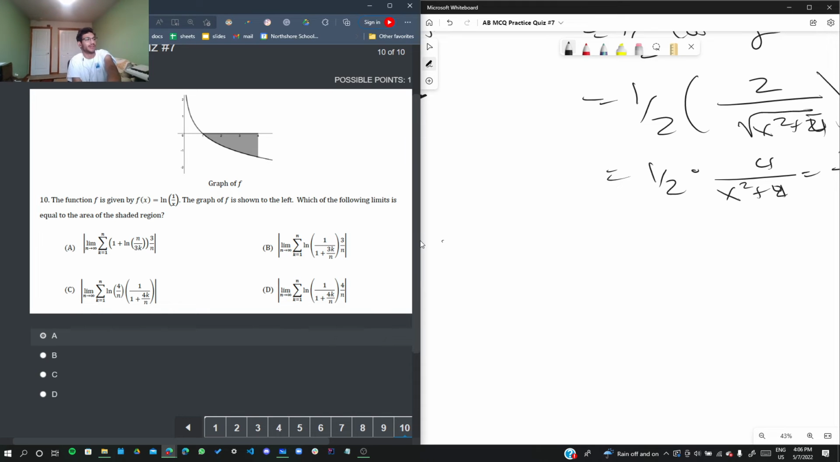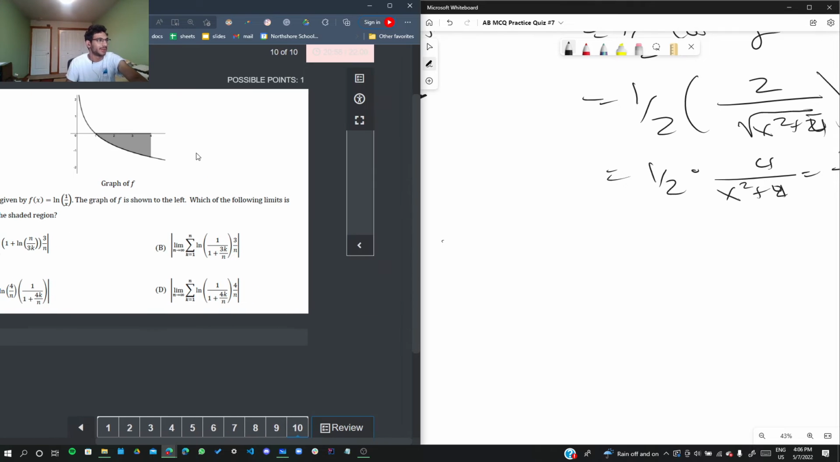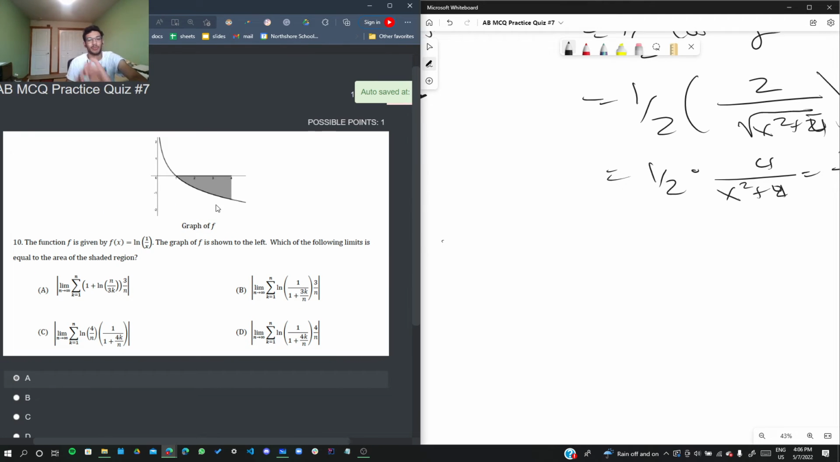Honestly, I don't really want to explain this. There's a formula for Riemann sums, and it's not really worth your time studying this. If you get one question like this, just forget about it. I could try explaining this, but okay, so let's say we had 3 rectangles.